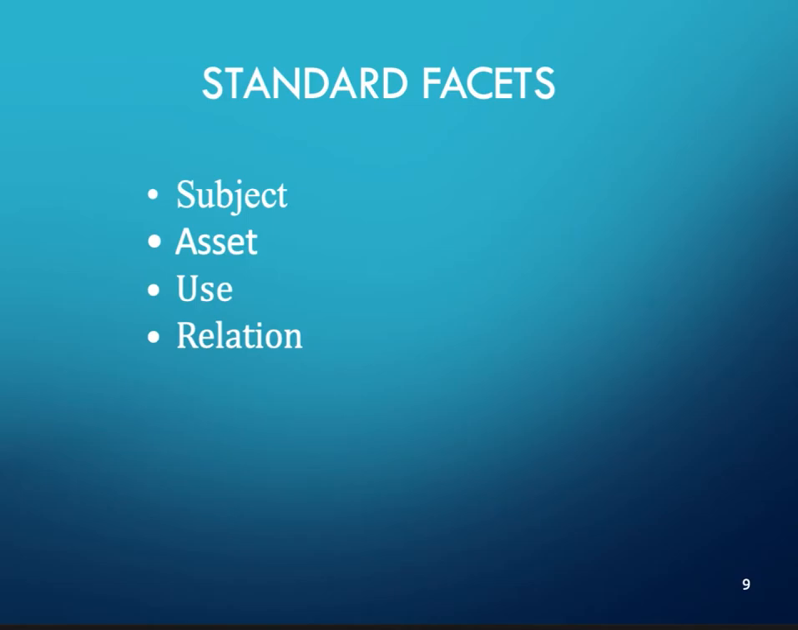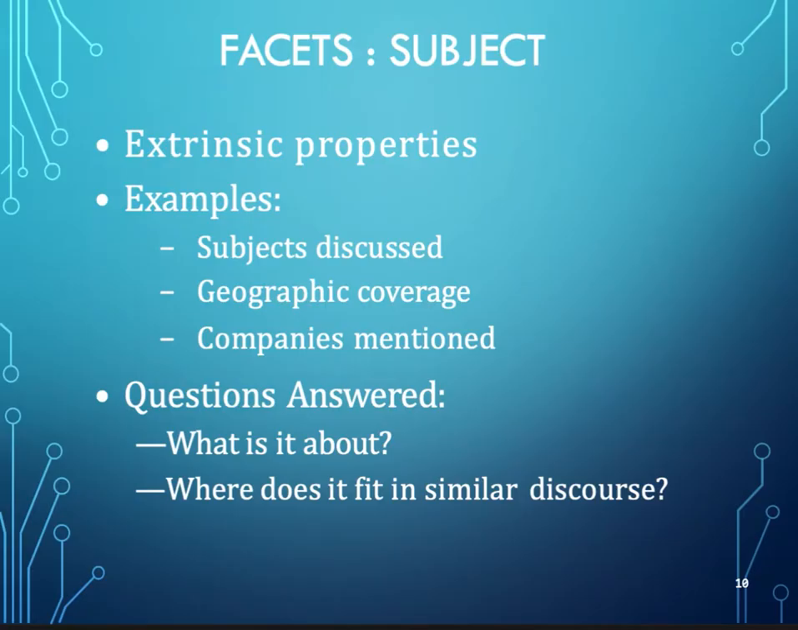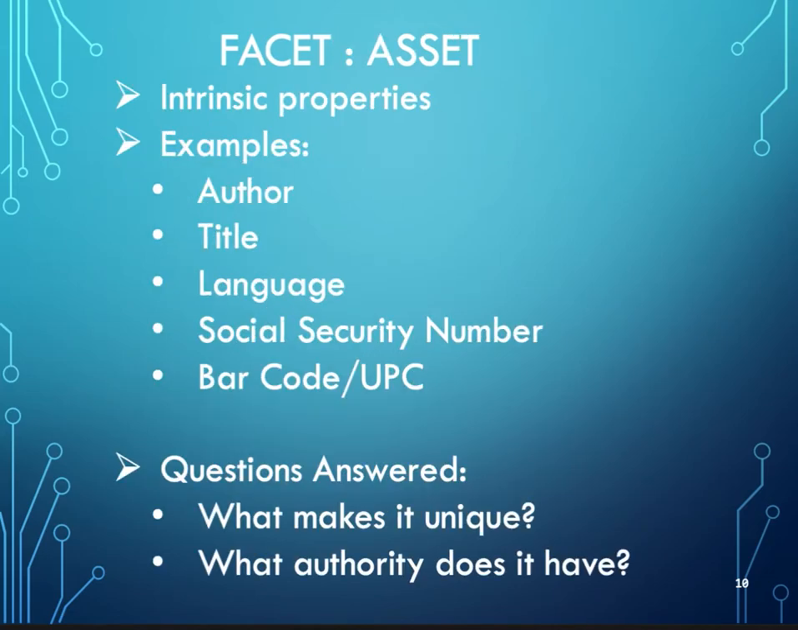The standard asset facets are subject, asset, use, and relation. Take a look at it. Here we have subject, with intrinsic properties such as what subject was discussed, geographical coverage, companies mentioned. Assets have intrinsic properties such as the author, title, language, social security, barcode.